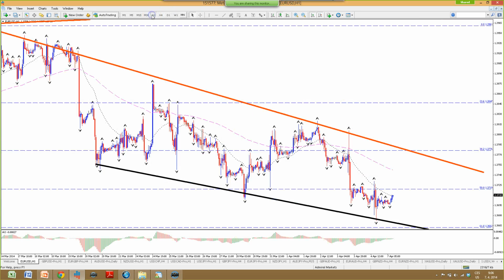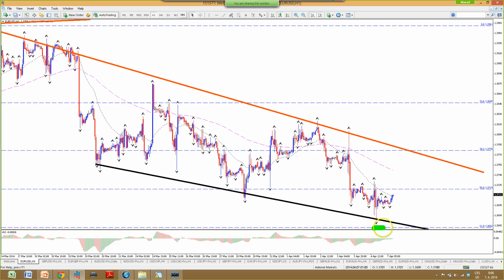If you look at the 1 hour chart, you can see that this is the black line indicating support, the orange indicating resistance, and NFP had this volatility, a lot of ups and downs here, the usual volatility during such a news event. But all in all, it didn't really have much effect. It didn't really go down a lot.